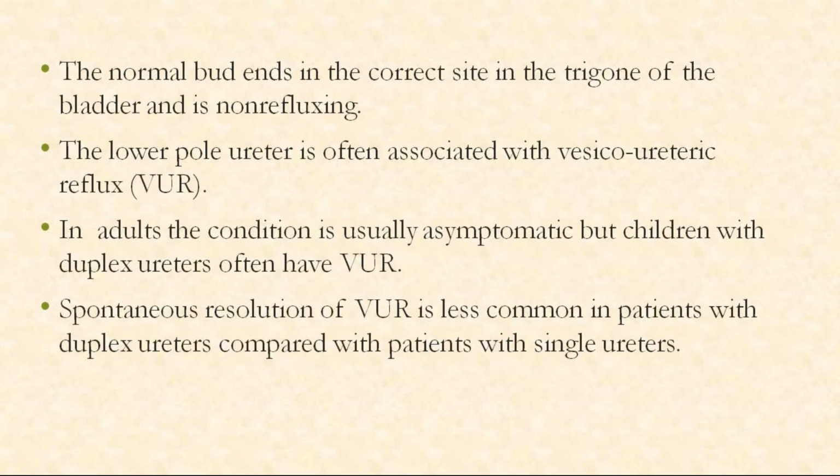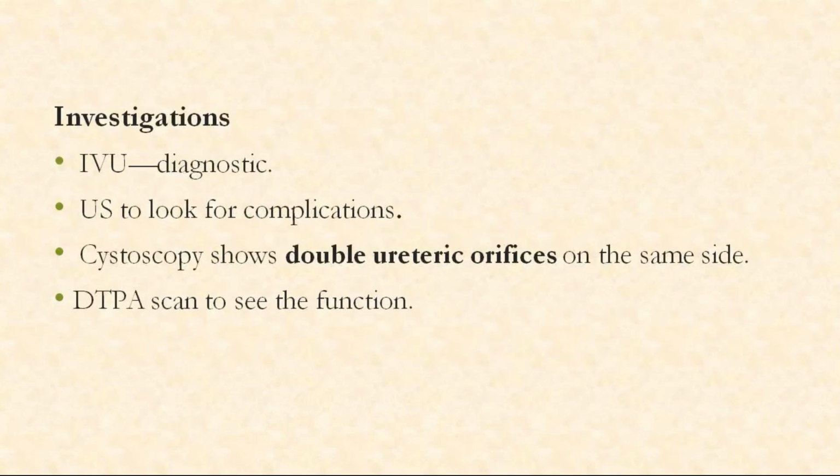The normal bud ends in the correct site in the trigone of the bladder and is non-refluxing. The lower pole ureter is often associated with vesicoureteric reflux. In adults, the condition is usually asymptomatic, but in children, duplex ureters usually have associated vesicoureteric reflux. Vesicoureteric reflux and everything will be covered again in a later part by the professor. So just remember these congenital anomalies because they are very important for short notes, like 4 marks or 2 marks. Spontaneous resolution of VUR is less common in patients with duplex ureter compared with patients with single ureters.